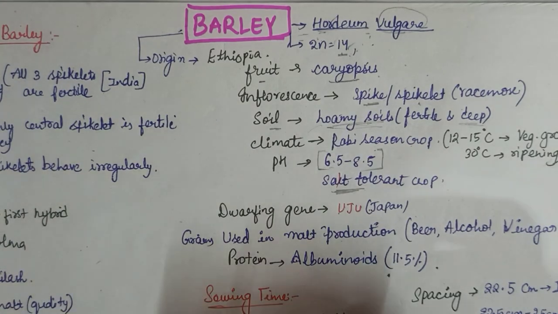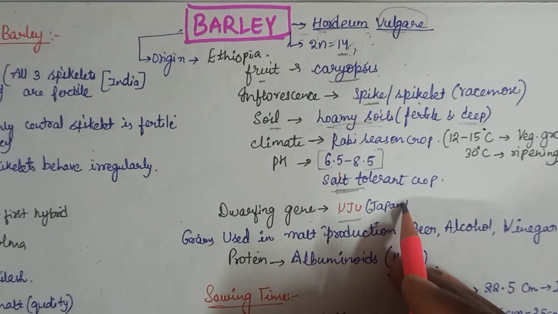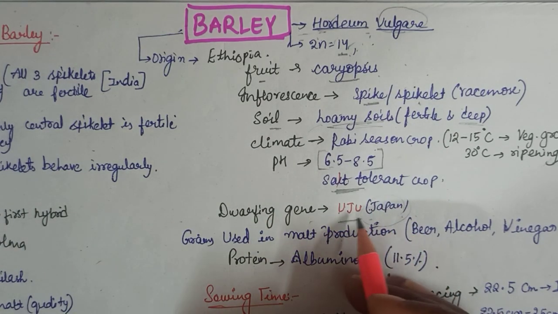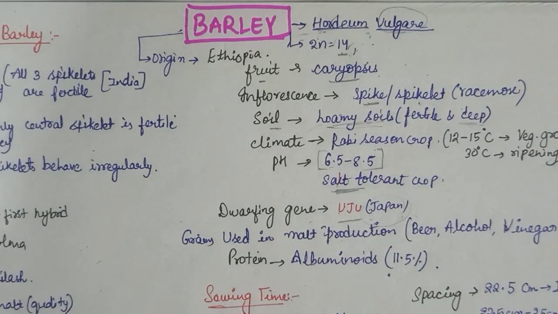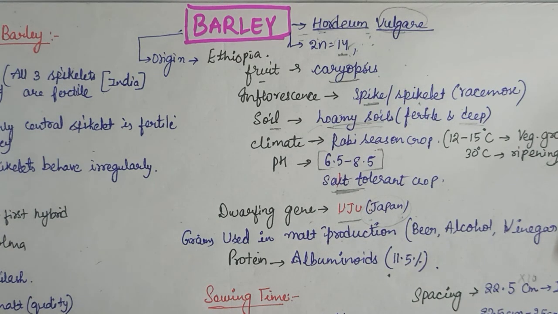So what is the dwarfing gene in barley? Uju. Uju is from Japan. So in the same way we discussed dwarfing genes in wheat and rice as well. So recall them. Rather than rice, wheat, and maize, which we consume in our day-to-day life, the importance of barley is a little less.